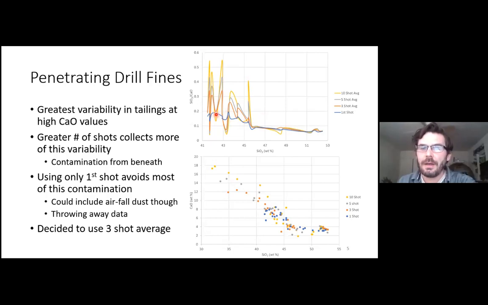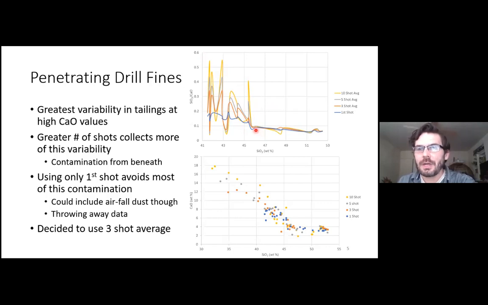So the idea is to make sure we know about how many shots we have before we're probably penetrating the drill material. You don't really see the same changes in values when we're just using the first shot as we do with the subsequent shots. With each subsequent laser shot, we get more and more material that's probably coming from underneath. These sites should be fairly homogeneous, so you shouldn't really have these big peaks in values here. Using the first shot would avoid most of this contamination from underneath the drill sites.